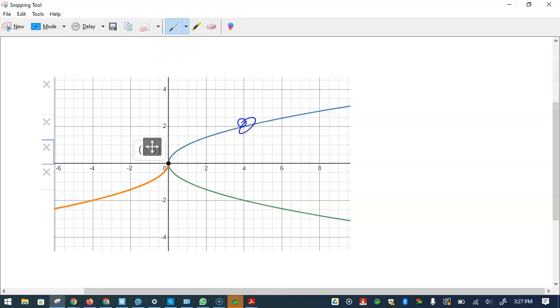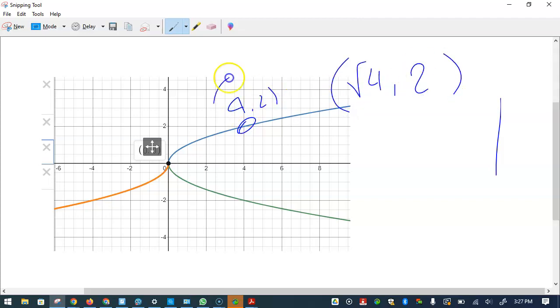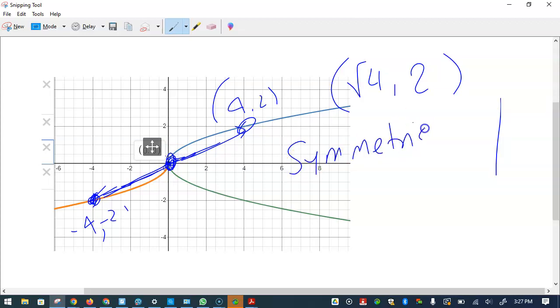So if this is the point, which is (4, 2), because the square root of 4 is 2, then the other point, negative 4, negative 2, is the reflection. See this part? If I join a vector from 0 to here, the other one is a reflection. Every point is getting reflected over the origin. This is also called symmetric about the origin. So that's what it is if you put two minuses.